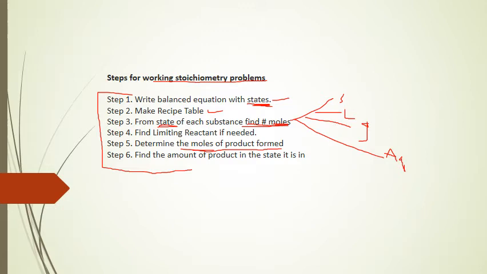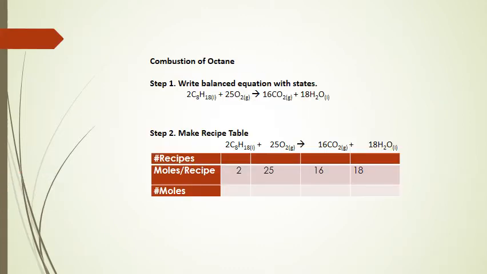And then, once you get moles, you're going to have to come back and find out how much of the product, in its particular state, you're going to get or need. All right, so those are the steps. So let's go. This first problem is going to go over how to do it, and then there'll be other short ones subsequently. This one has to do with the combustion of octane.